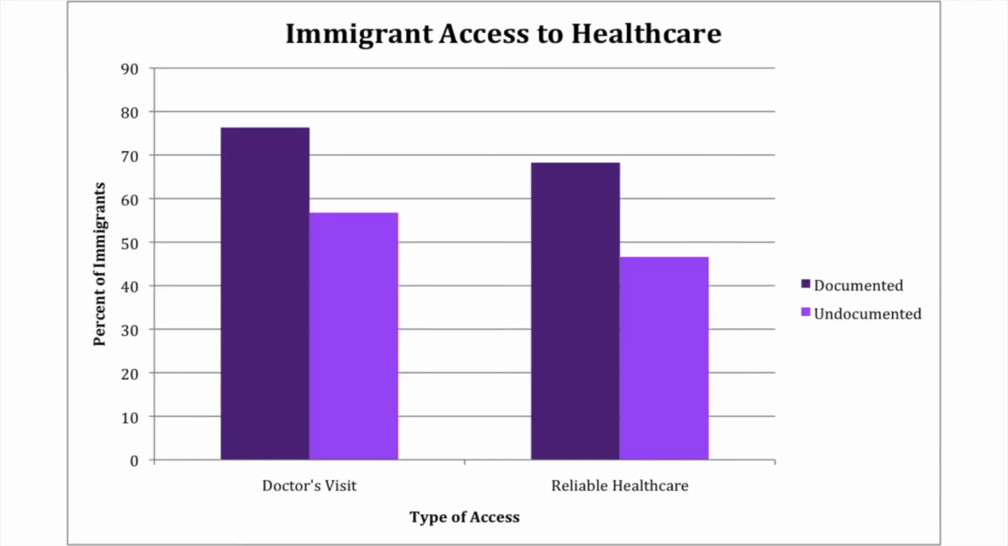According to recent data from the Rural Immigration Network, just under 60% of undocumented immigrants reported participation in doctor visits, and less than 50% of undocumented immigrants have access to reliable health care, whereas a much higher percentage of documented immigrants have access to both of those things.